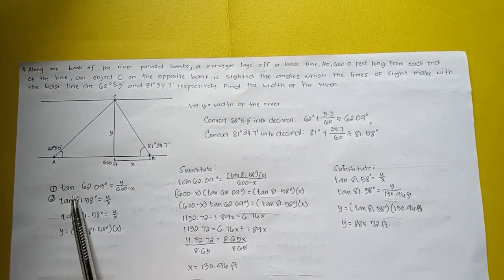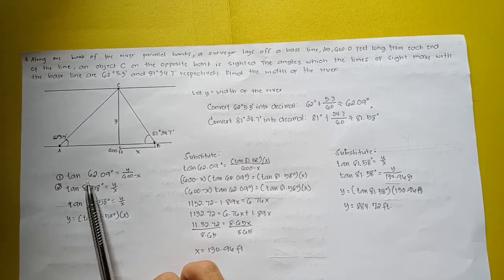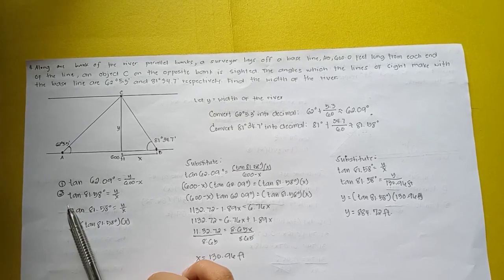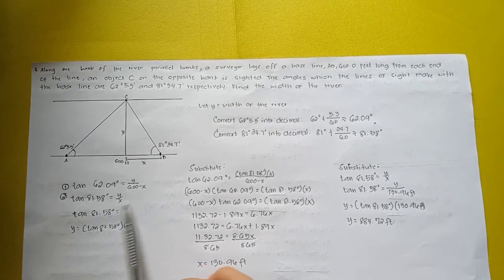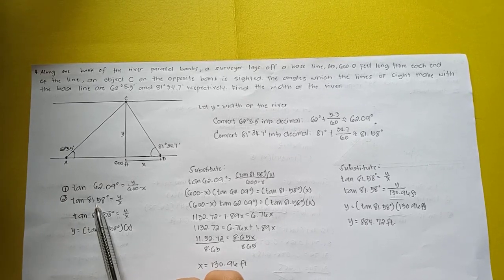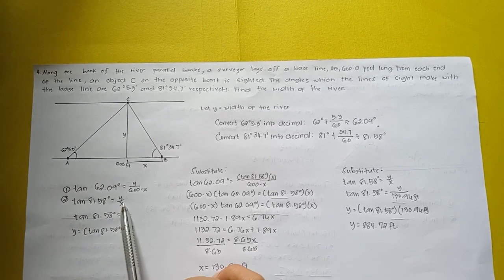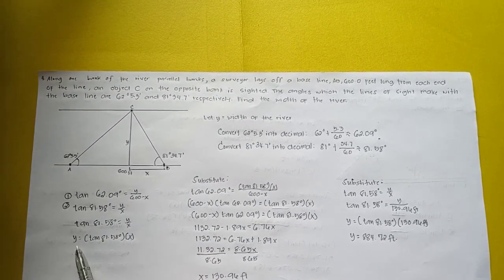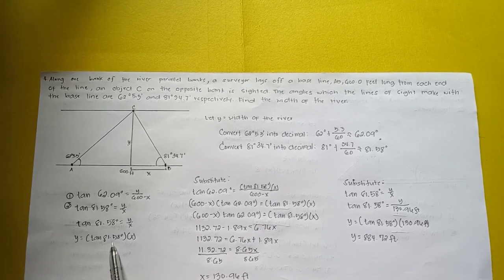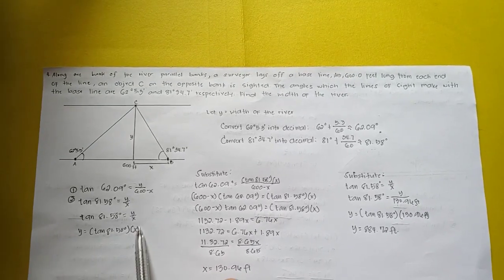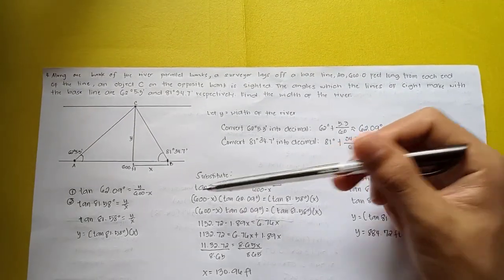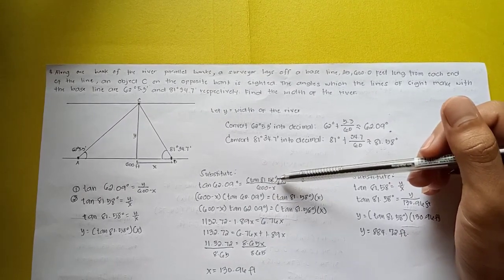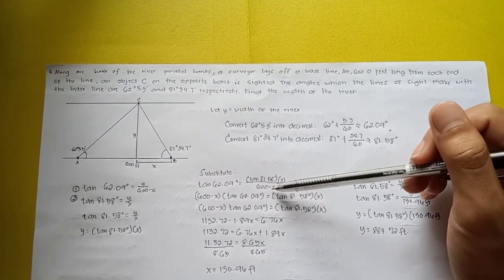Our first formula is tan 62.09 degrees equals y over 600 minus x. Tan 81.58 degrees equals y over x. Y equals tan 81.58 degrees times x. Substitute: tan 62.09 degrees equals tan 81.58 degrees times x over 600 minus x.